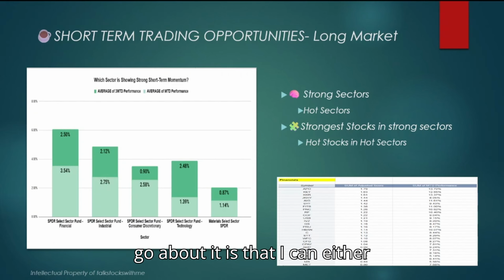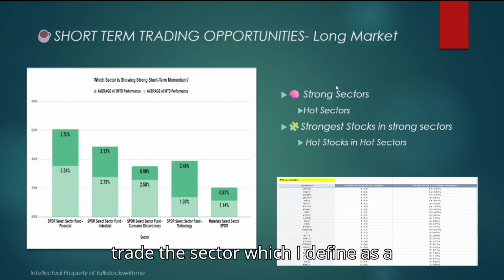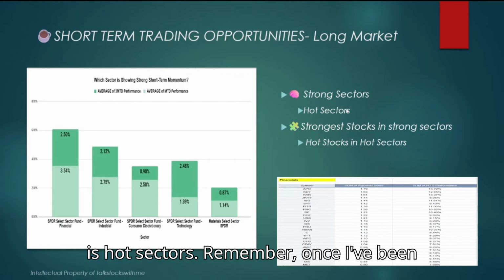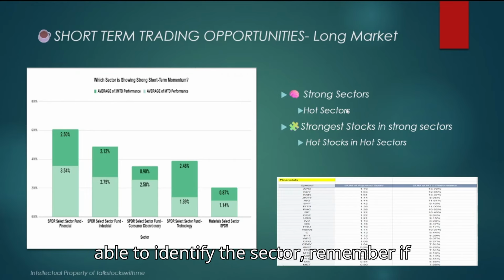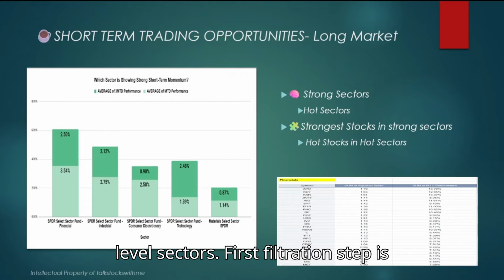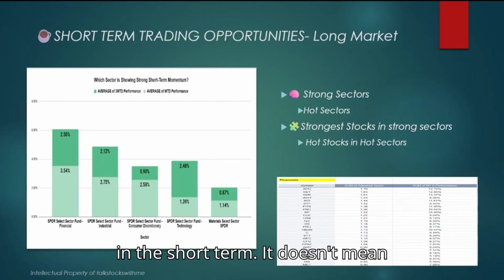How I go about it is that I can either trade the sector, which I define as the strong sectors, and my strategy for that is hot sectors. Remember, once I've been able to identify the sector, if I look at the S&P 500, there are 11 sectors. This first filtration step is to find the sectors that are strong in the short term. It doesn't mean I go and buy all of them.